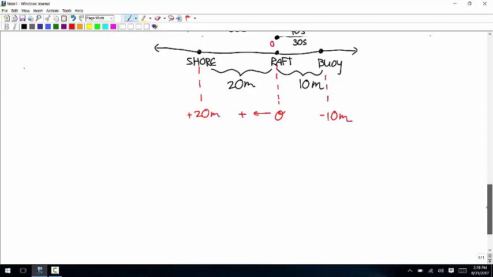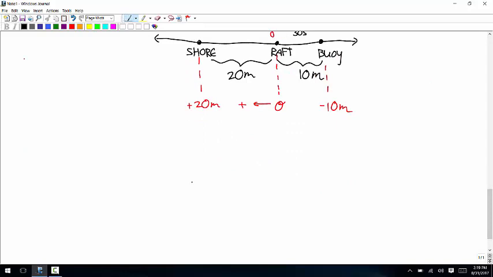Okay, so now I'll draw the position versus time graph. So there's position, there's time. The time values that matter are 0, 30, 70, and 130. And the positions that matter are 0, negative 10, and positive 20.